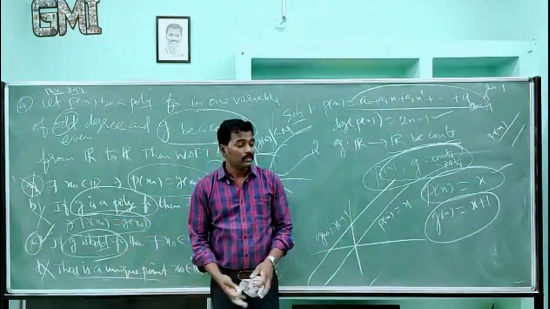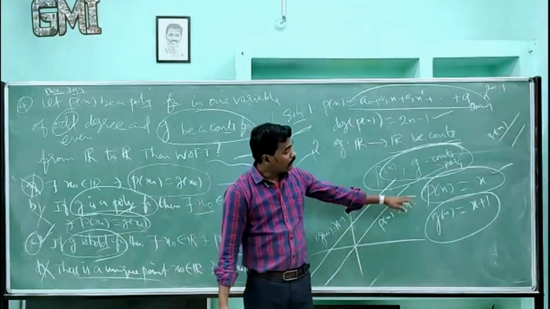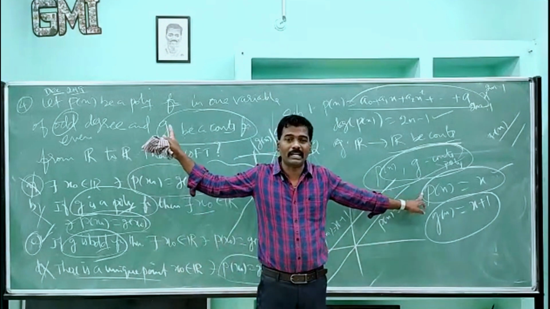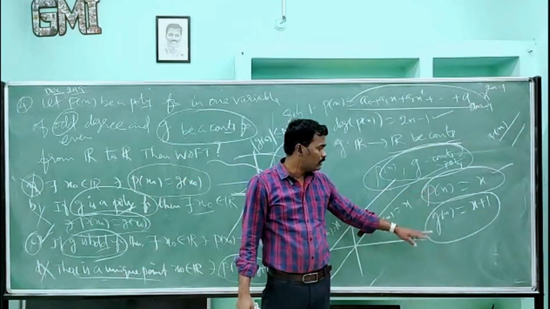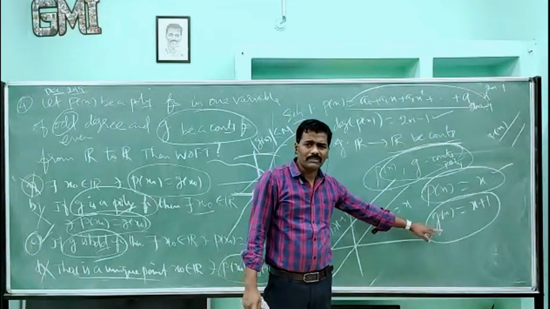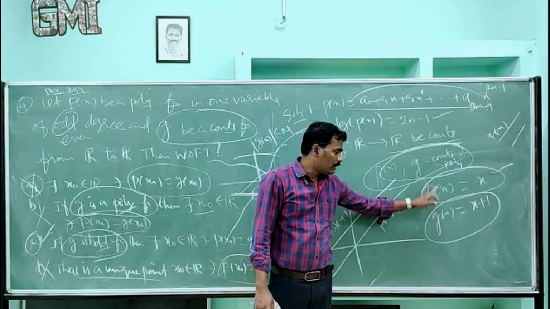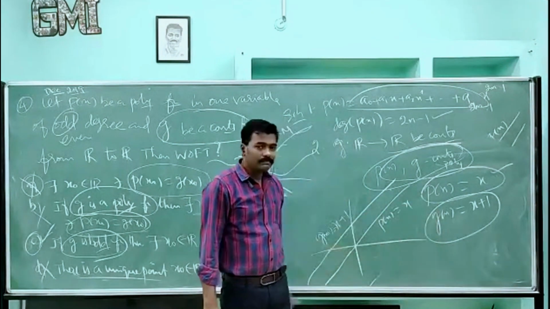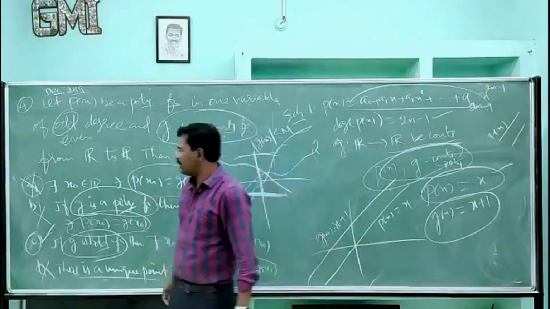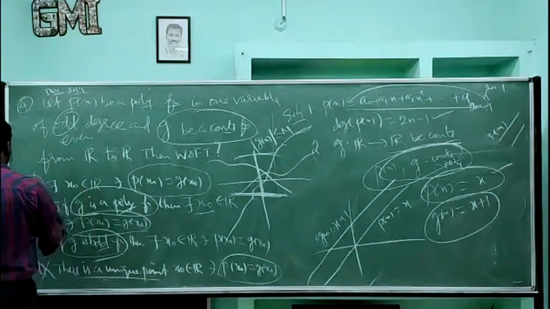I am saying that no, the same example will work. P of x is a general odd degree polynomial. G of x is continuous as well as a polynomial, but they don't have a common point. So therefore, option B is also not always true.